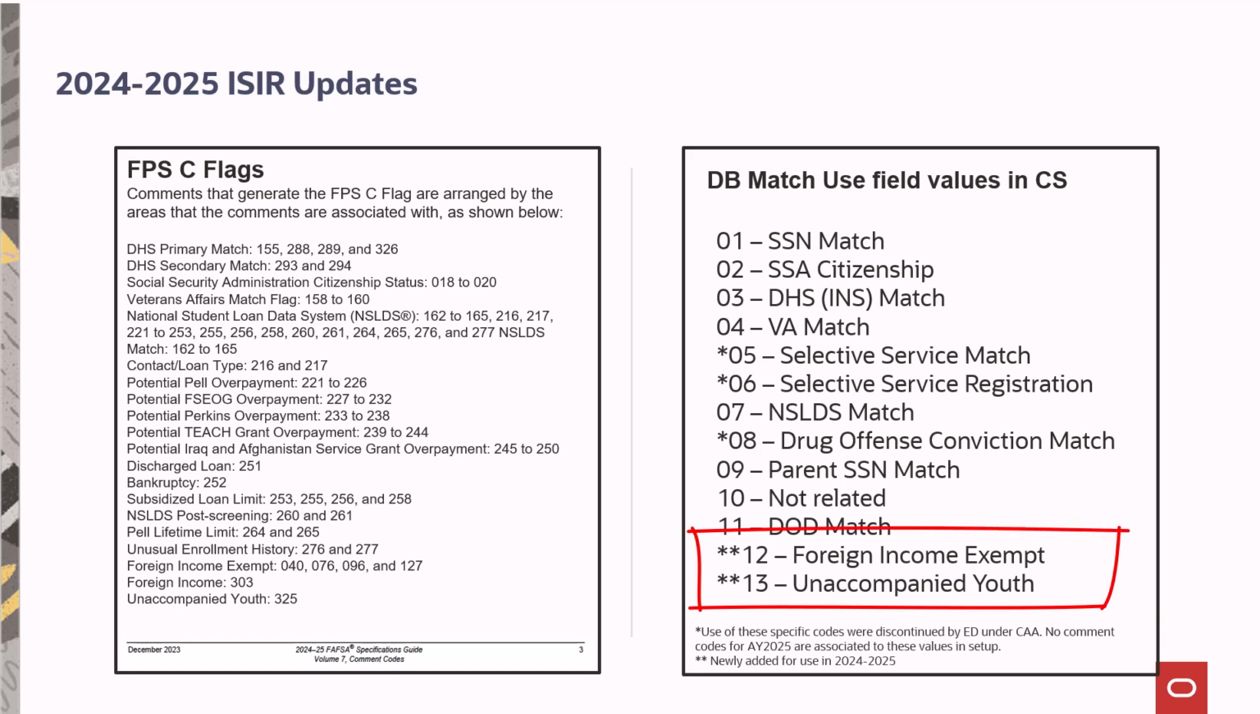We have also introduced new match use values to handle comment codes related to foreign income exempt and unaccompanied youth. An ISIR loaded with one or more comment codes related to foreign income or unaccompanied youth will be marked on student aid attribute as having a match associated to foreign income exempt or unaccompanied youth. The comment code must be resolved before federal student aid can be awarded against that ISIR for the student.